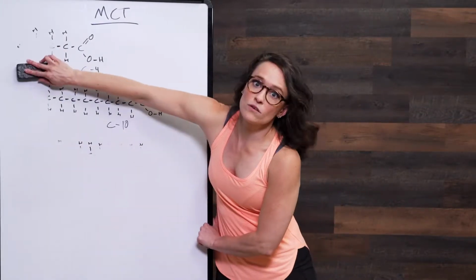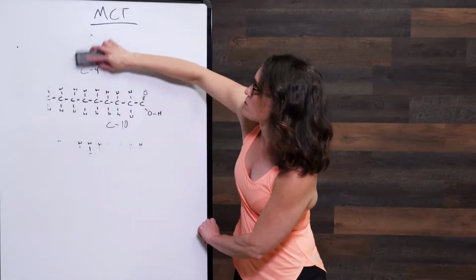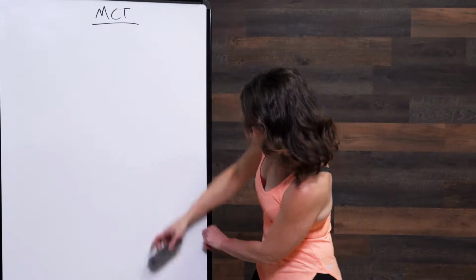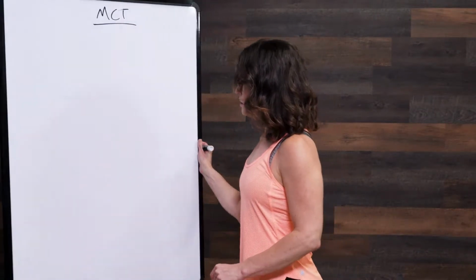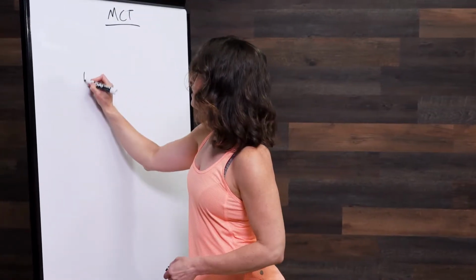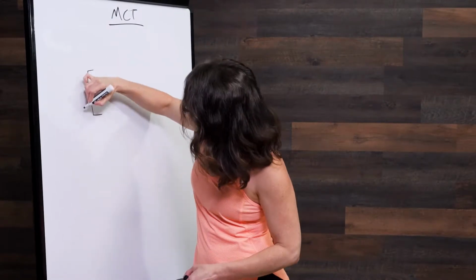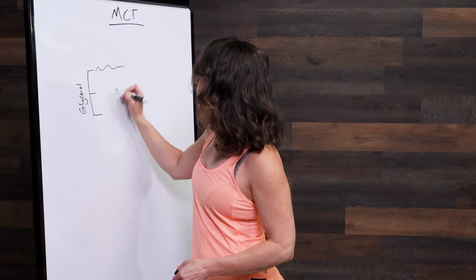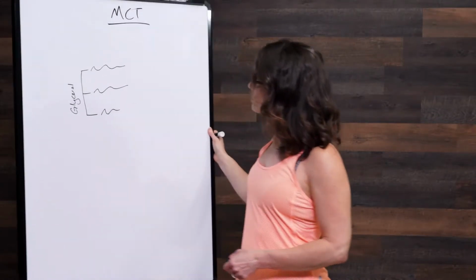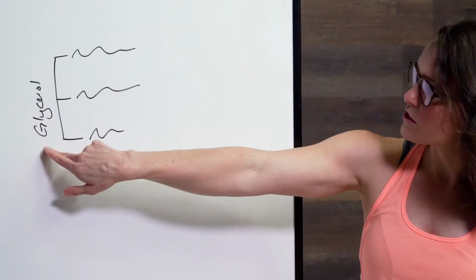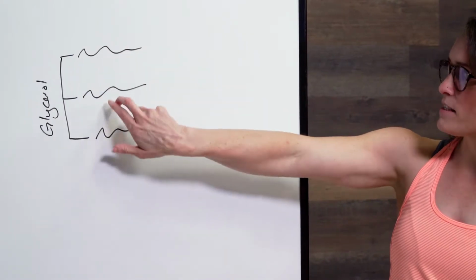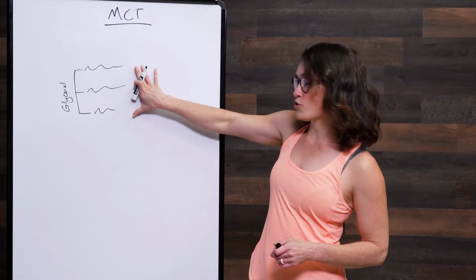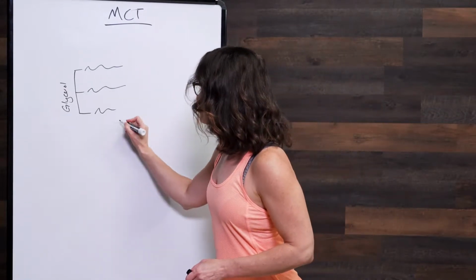Triglyceride, as you might imagine from the word tri, means there are 3 of them. So you have a glycerol backbone and then 3 fatty acids. This is my glycerol. This is some kind of fatty acid, another fatty acid, and a third fatty acid. This whole thing together is called a triglyceride.